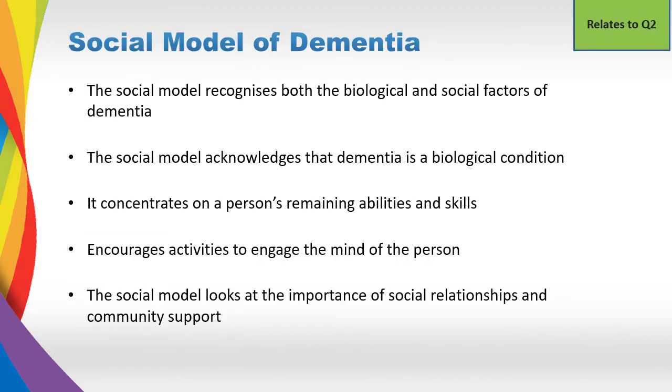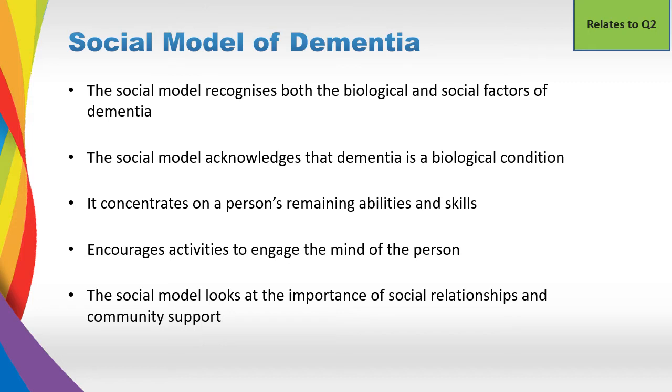The social model of dementia. So we've looked at the social model a little bit already, and now we're going to have a look at it in a bit more detail. So the social model recognises that the biological and social factors of dementia are present. So we're not just looking at the fact that it is a biological condition, and we're not just looking at the fact that the bus timetable is hard to read.